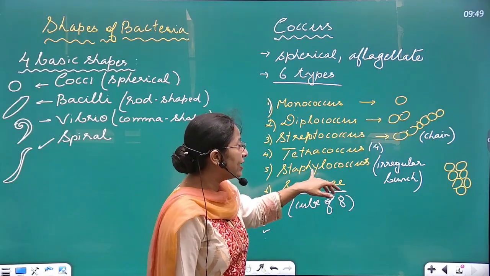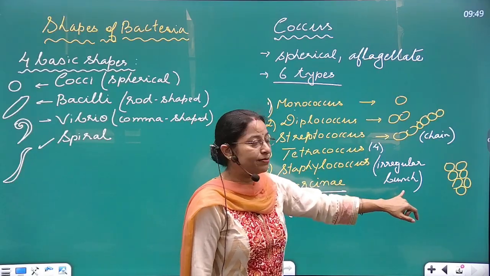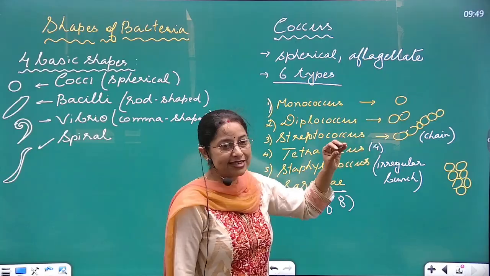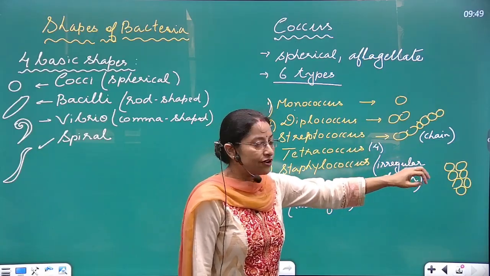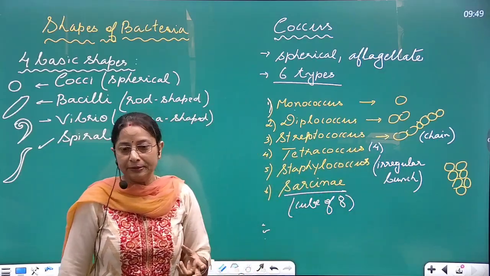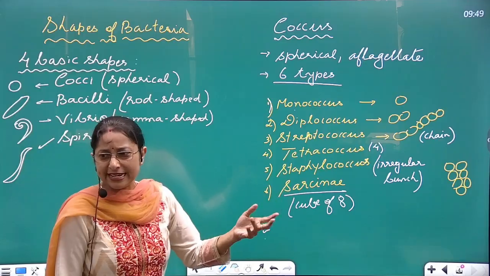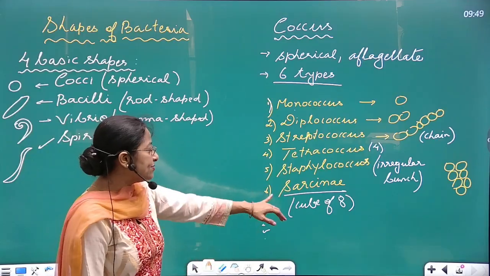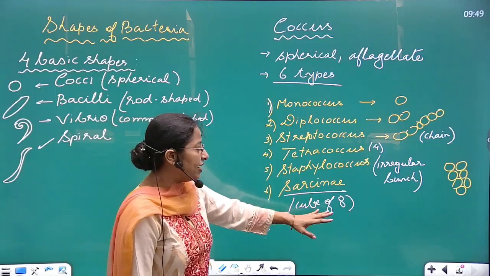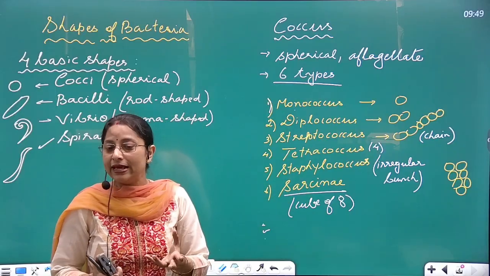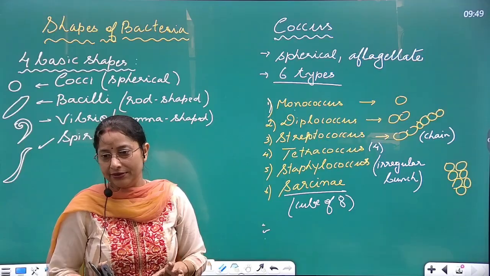Next, Staphylo again. Staphylo means what? Irregular bunch. Tetra is a collection of exactly 4 of them. This is a collection of not a definite number, right? Irregular bunch we understood. It could be 5, it could be 10, it could be 11, etc. Next we have Sarcina. Sarcina is a condition where it forms a cube-like structure of 8 bacteria together, right? So you have the terms.